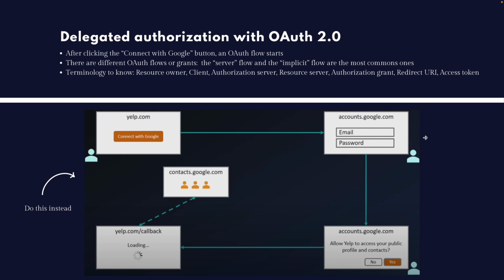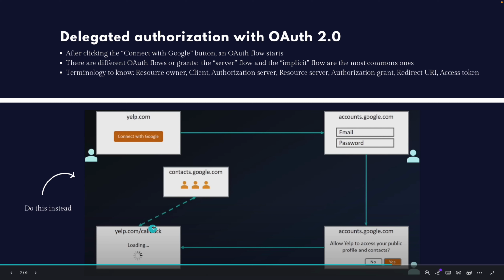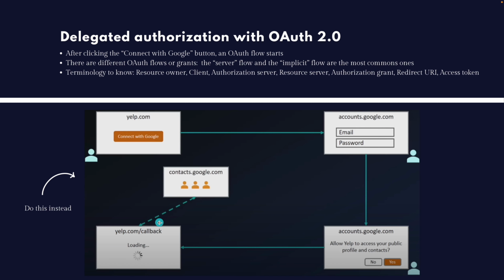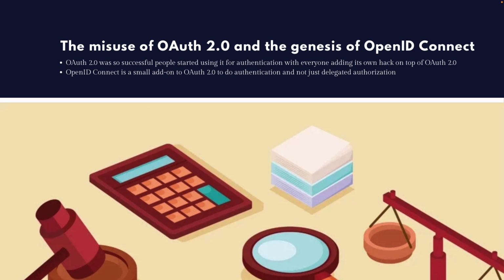Actually, it's not for authenticating a user. It's all about getting an access token to be able to access its data. So the Yelp application wouldn't know who the user is, and people created different types of hacks on top of the OAuth to do authentication as well, and that's where the OpenID Connect protocol was introduced.